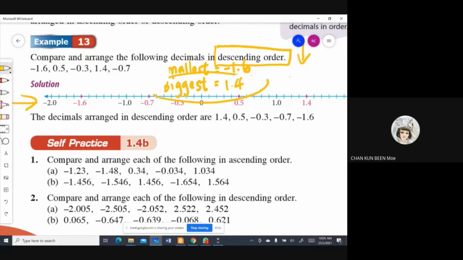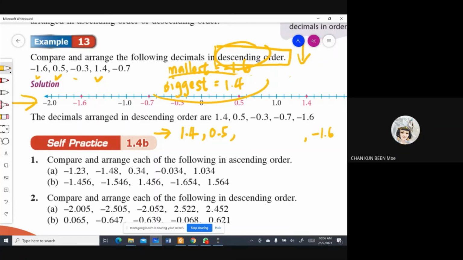Okay, go back. Descending order, start from the biggest number. I write it down here. 1.4 is the biggest one. Followed by 0.5, the second biggest one. After that, you know negative 1.6 is the smallest one, right? So I put it at the back. Negative 1.6 is the smallest one.